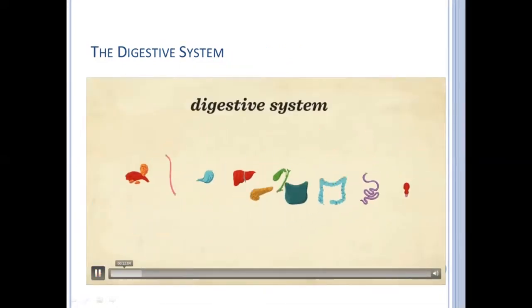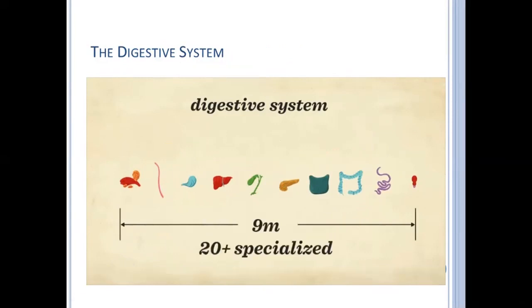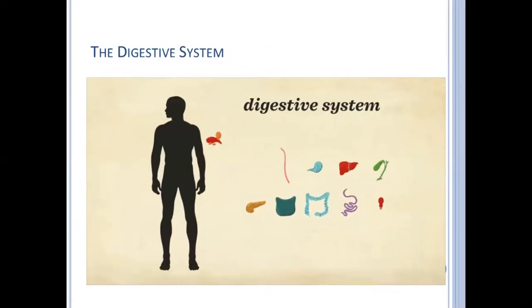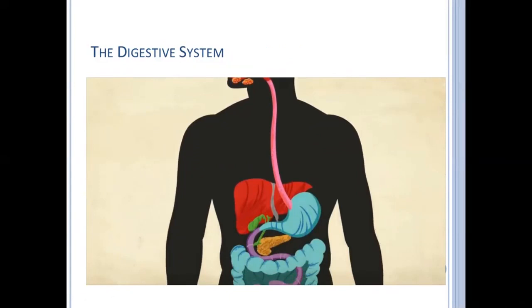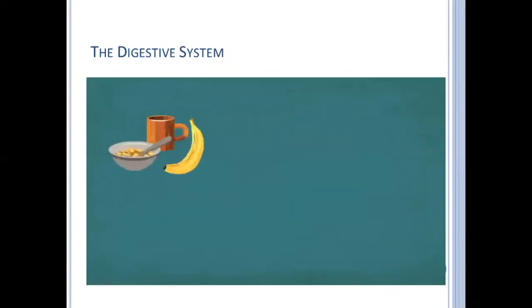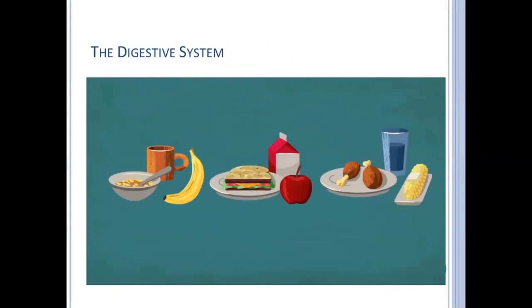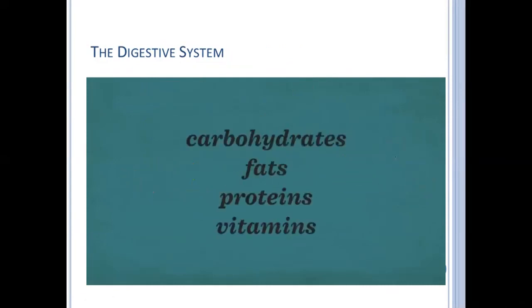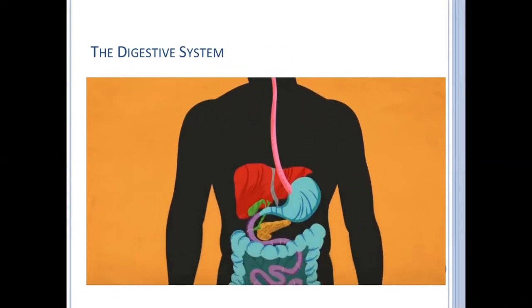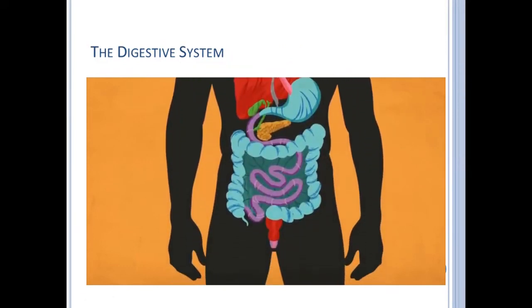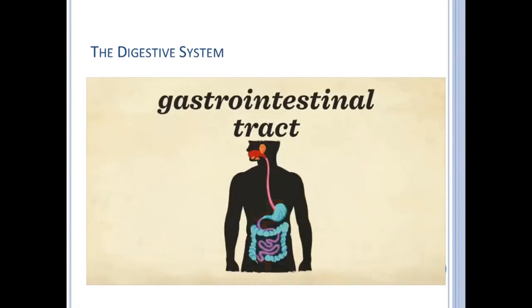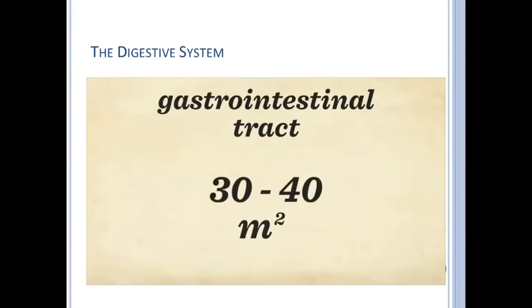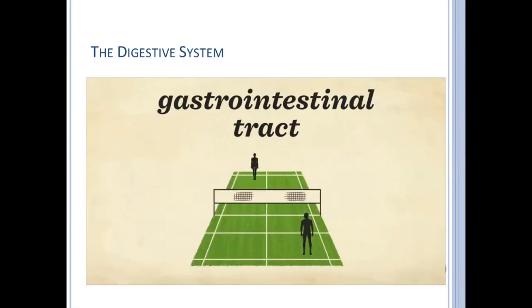Comprised of 10 organs, covering 9 meters, and containing over 20 specialized cell types. This is one of the most diverse and complicated systems in the human body. Its parts continuously work in unison to fulfill a singular task, transforming the raw materials of your food into the nutrients and energy that keep you alive. Spanning the entire length of your torso, the digestive system has 4 main components. First, there's the gastrointestinal tract, a twisting channel that transports your food and has an internal surface area of between 30 and 40 square meters, enough to cover half a badminton court.